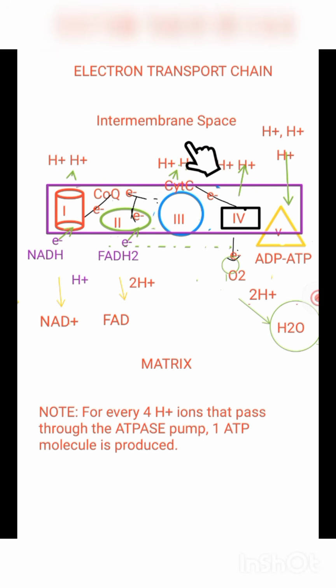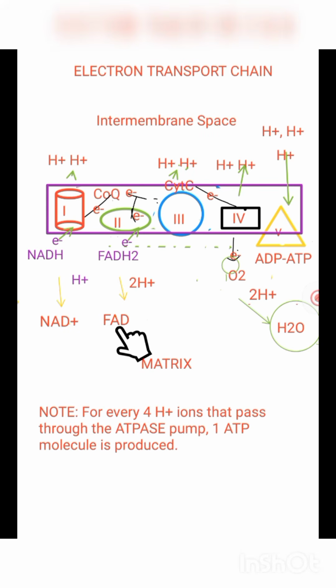Now, what you should know so far is that complex 1, 3, and 4 are proton pumps, and complex 2 is not a proton pump. Now, when NADH donates electrons, it becomes NAD+. And when FADH2 donates electrons, it becomes FAD. So you should take note of this.